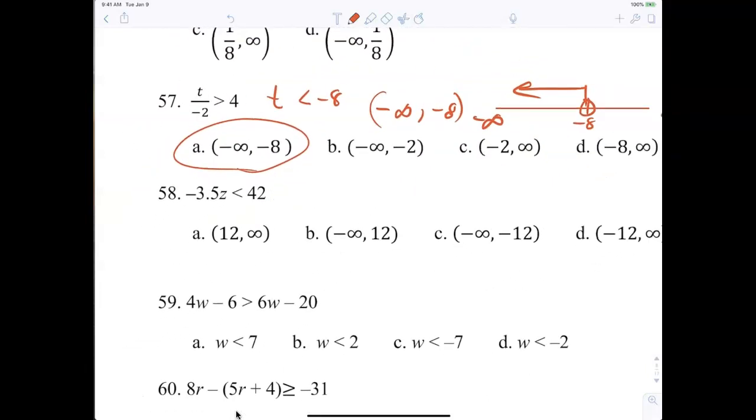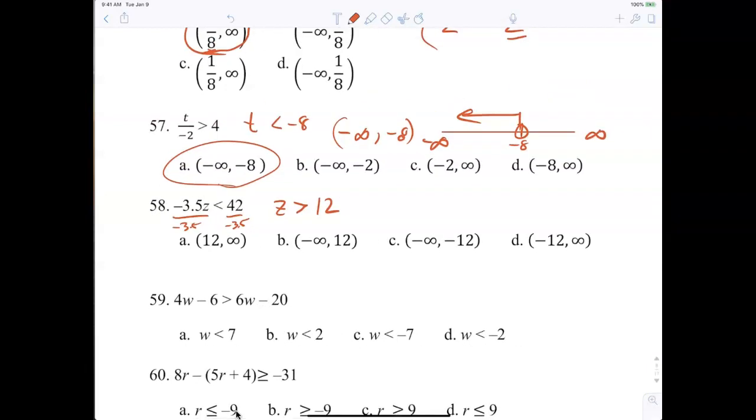Here you're dividing by -3.5 again. And when you're dividing by -3.5, you have to change the sign. So z is greater than 42 divided by 3.5, I believe, is 12. So z is greater than 12. So that means you're starting at 12 and going to infinity.